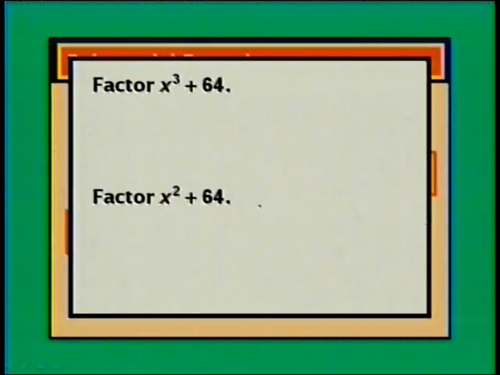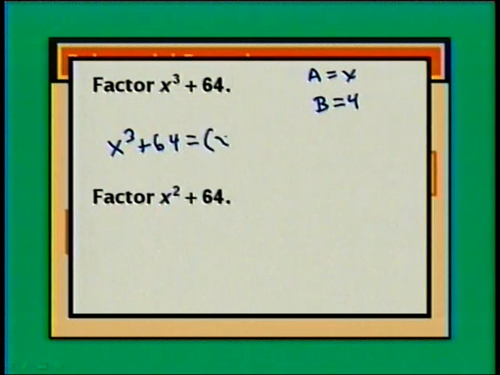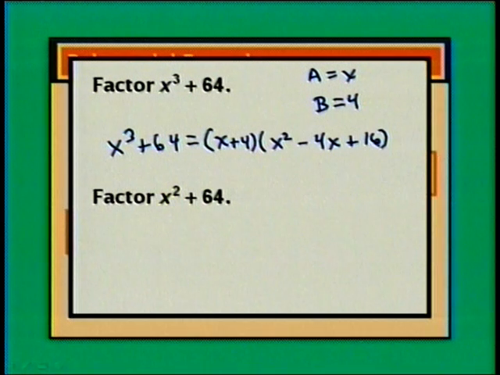How about if we wanted to factor x cubed plus 64? Well, this is the sum of cubes. And our a expression is x, and our b expression is 4, because 4 cubed is 64. So according to our special pattern, x cubed plus 64 is going to factor into a plus b, that's x plus 4, times a squared, so that's x squared, minus a times b. X times 4 we generally write as 4x, plus b squared, that's 4 squared, which is 16.